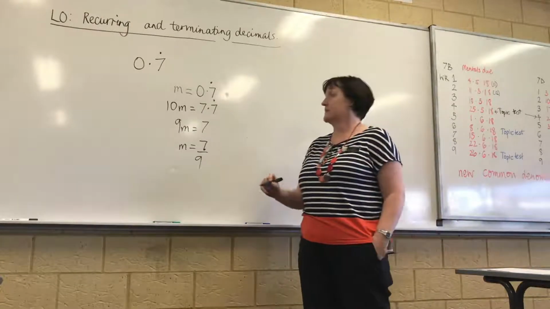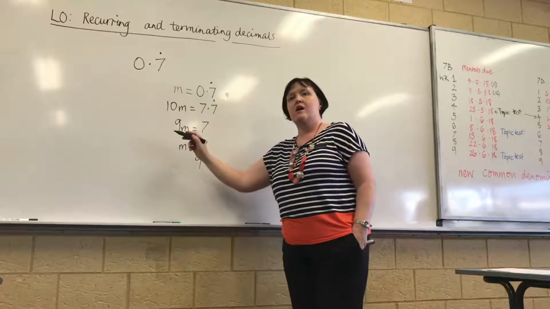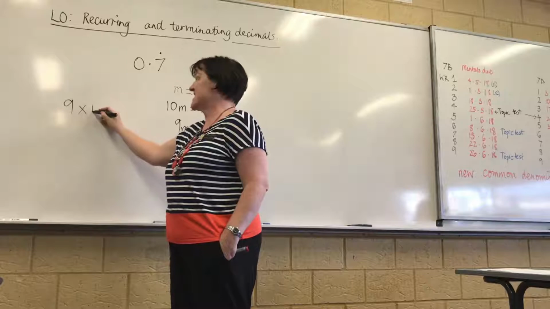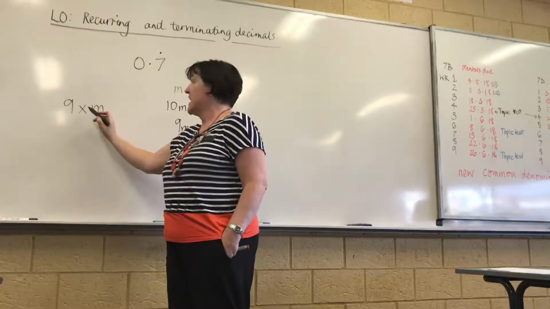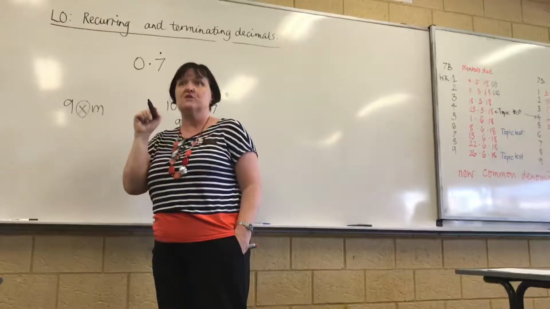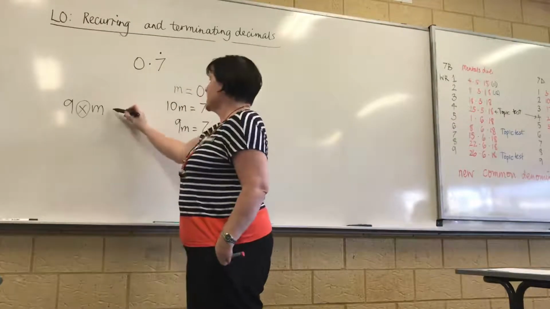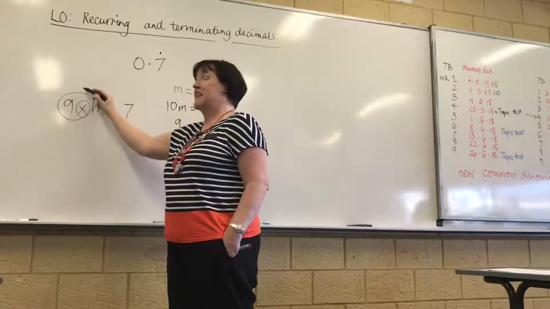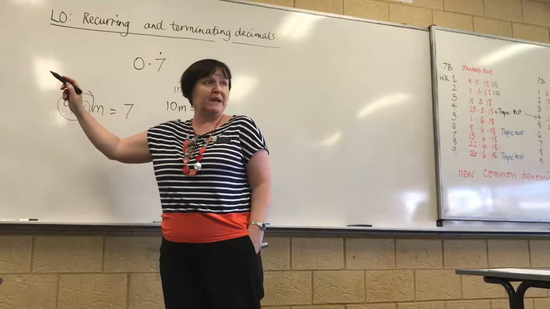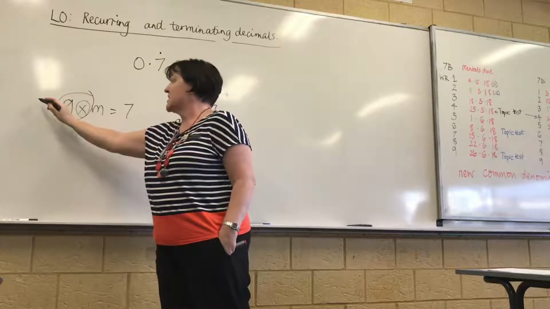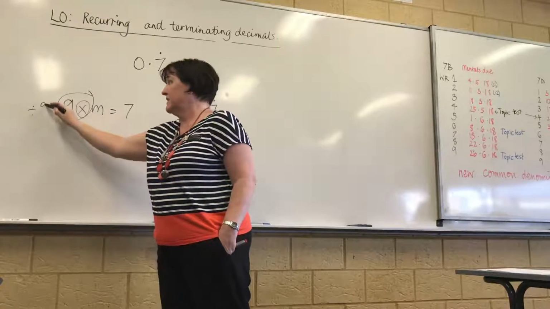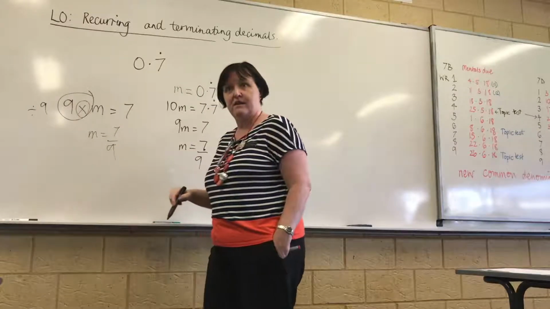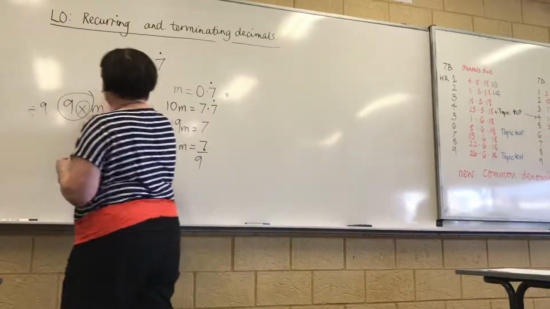Where does the 9 come from? Right, if you've got 9m, what that literally means is 9 times m, doesn't it? Remember, multiplication is the default sign for algebra. So if 9m equals 7, remember when we do it, we do the inverse. The inverse of multiplication is division. So we divide both sides by 9, so m is going to equal 7/9. Okay? Right, let's try one more.